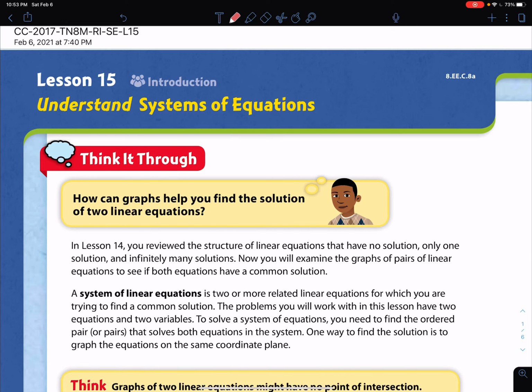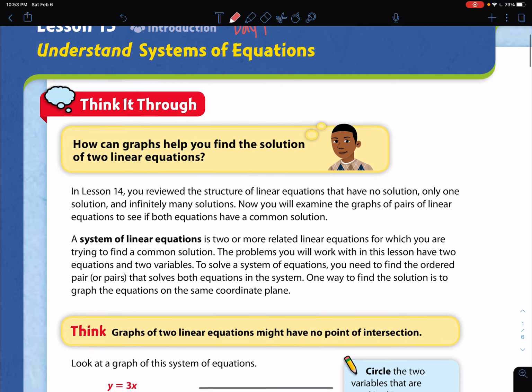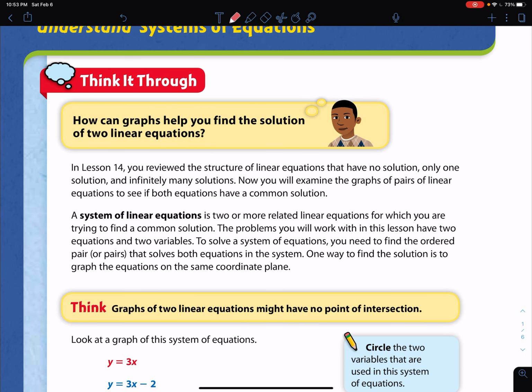All right, lesson 15, day 1. Understanding systems of equations. So our overall question for this lesson is, how can graphs help you find the solution of two linear equations?